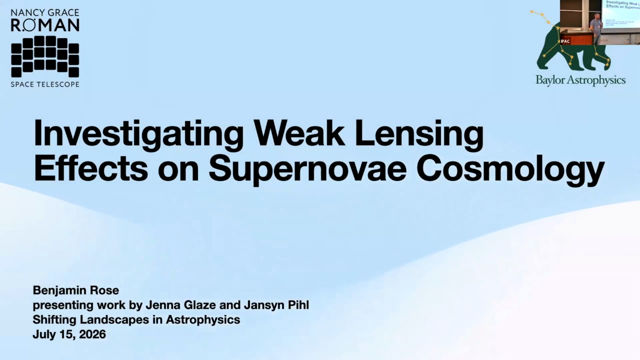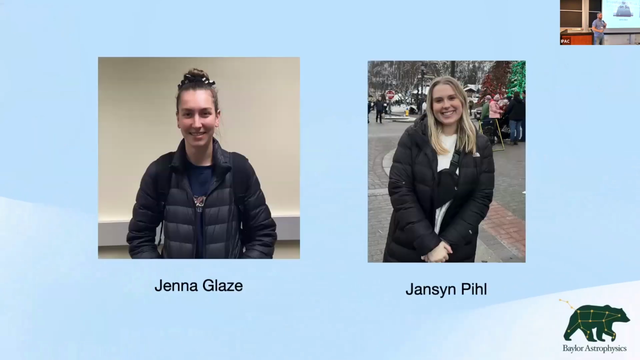Okay, thank you. So I'm going to talk to you a little bit about how weak lensing can affect Type 1a supernovae. I want to highlight first off that this work has been done by two of my students, Jenna, who's just got her master's, and Jansen, who's just starting her PhD.